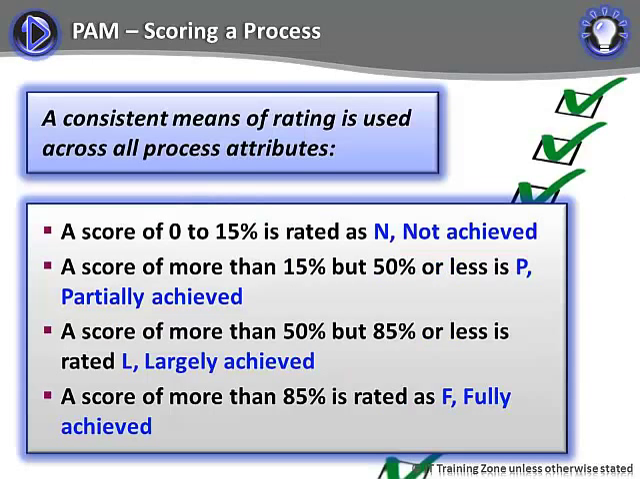A consistent means of rating is used across all process attributes. A score of 0 to 15% is rated as N, not achieved. A score of more than 15% but 50% or less is P, partially achieved. A score of more than 50% but 85% or less is rated L, largely achieved. And a score of more than 85% is rated as F, fully achieved.